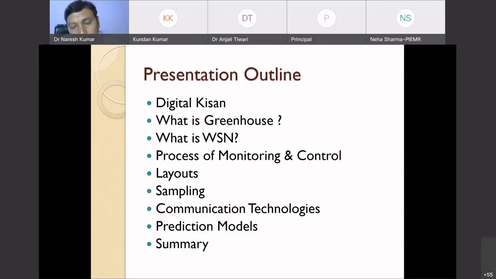The next part is what a greenhouse is. I have taken this from Fresh Private Limited, who provide services to farmers in India on how to construct a greenhouse and how to increase the yield. Then a brief on what wireless sensor networks are, and the process of monitoring and control: the layouts, the sensors taking that data, then sampling, then using the routing protocol, then taking some decisions, and then taking action through actuators. We will also discuss the communication technologies used in greenhouses, then a few prediction models, and finally the summary.